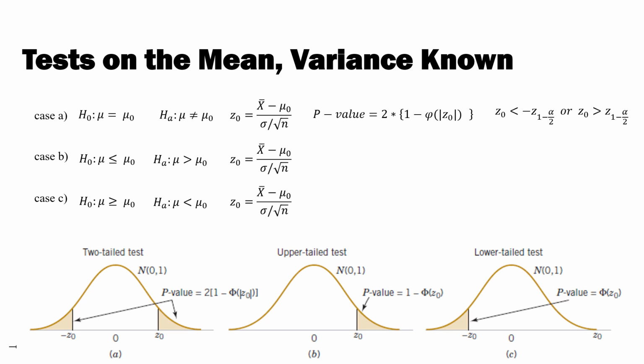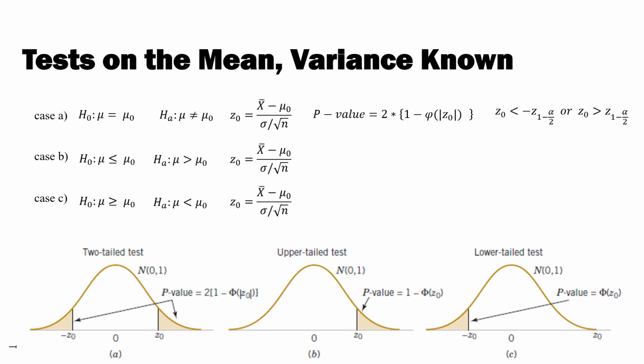In case A, a two-tailed test, we are testing for deviations in both directions from the hypothesized value. This means that we are interested in whether population mean is either greater than or less than the hypothesized value. For example, suppose we want to test whether the mean weight of a product is different from the standard weight. The null hypothesis would state that the mean weight is equal to the standard value, while the alternative hypothesis would suggest that the mean weight is different.